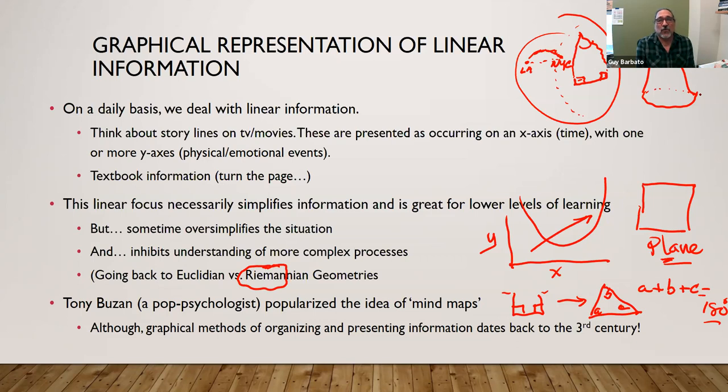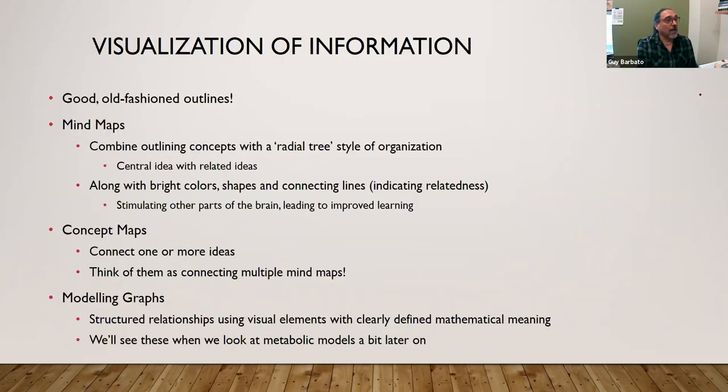He wasn't really the first one to do this. Graphical methods of putting together information date back actually to the 3rd century, and in fact were very, very popular during the Renaissance, where people were constantly putting things together in terms of paintings and or drawings. And so we can visualize information using outlines, very popular. Mind mapping is the one we're going to talk about briefly.